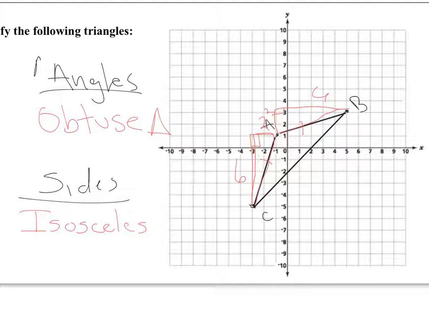So again, it's a benchmark, it's multiple choice. You're not going to have to show work, but there's some ways to kind of do that. And later we'll talk about why Pythagorean theorem is the same as the distance formula.